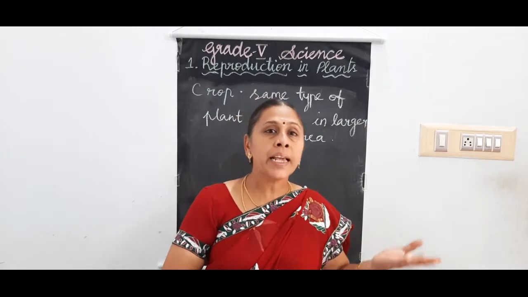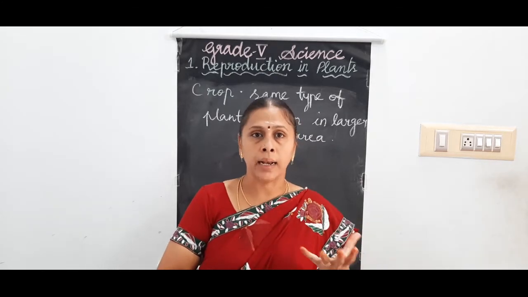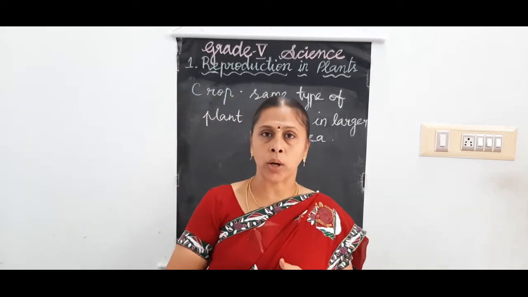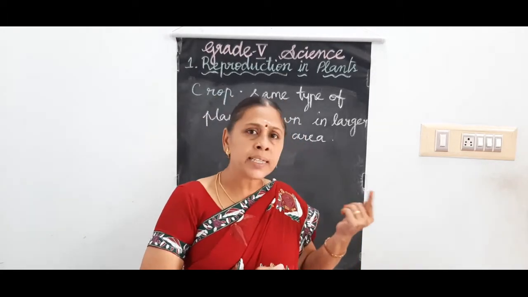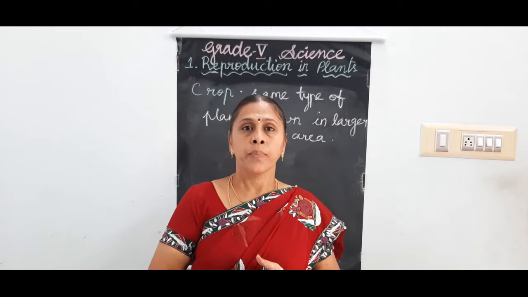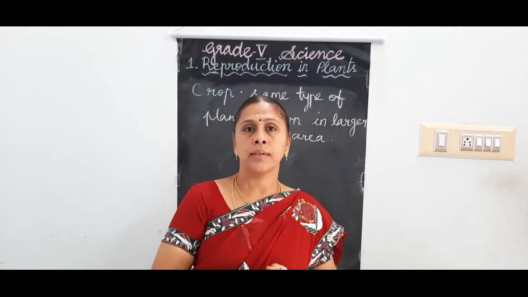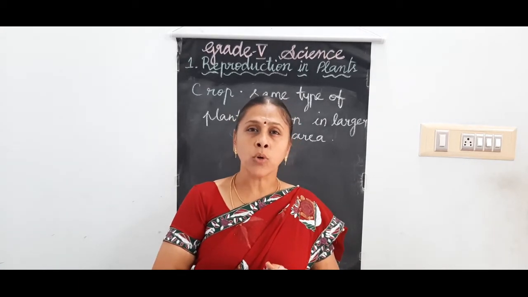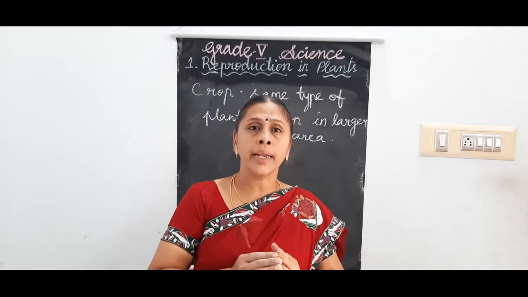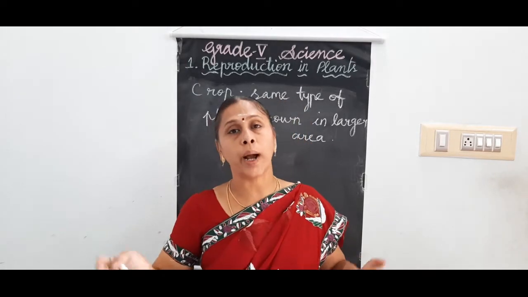Next one, paddy field. Paddy field, paddy means what? Nil vayal, paddy field. What we are eating, rice, that we get from the paddy plant, is it not? So that paddy plant we can't grow in a single in our home. That must be grown in a field in large quantity. So a field will be grown with paddy plants. Nil vayal. Looking very greenery. Is it not? So such area is called a field where the same type of plant will be grown in large quantity.